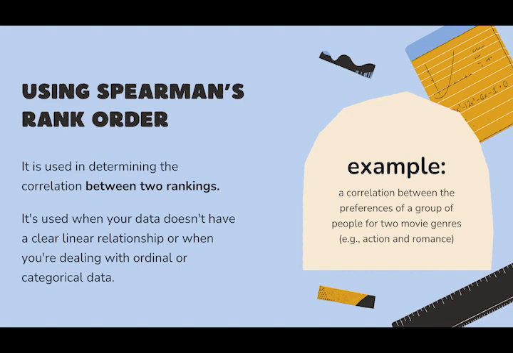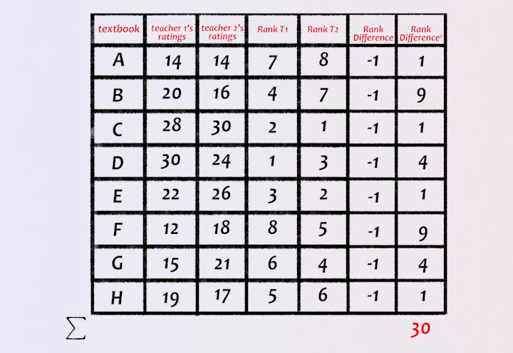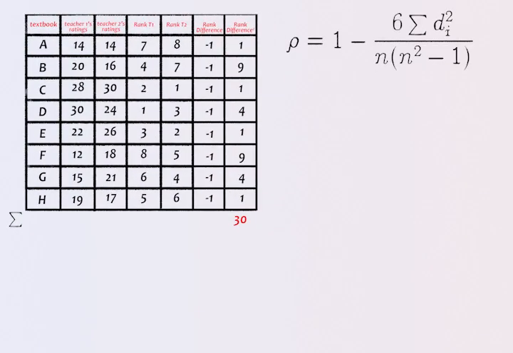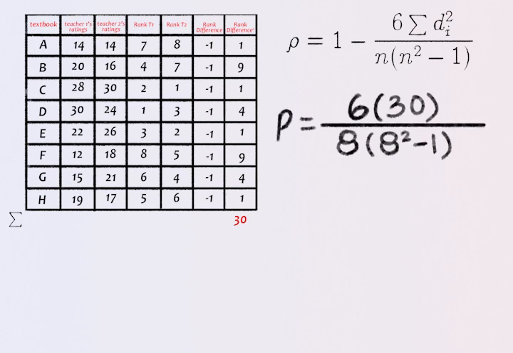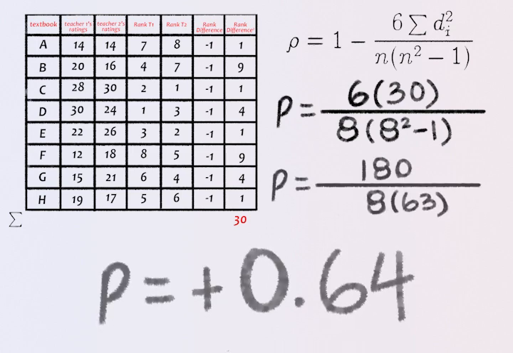Next up is Spearman's rank order. It is used in determining the correlation between two rankings. Have the data at the ready in this manner and substitute the data as required by the formula. In this case, however, d sub i squared refers to the items under the difference column which have been squared. It is then summed up and multiplied to 6, a constant. On the denominator, n is the number of cases or respondents. Follow the formula as follows.